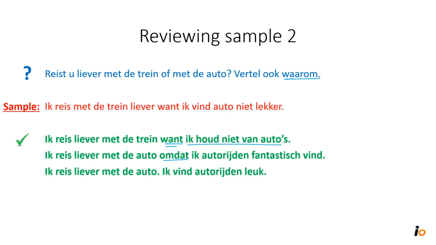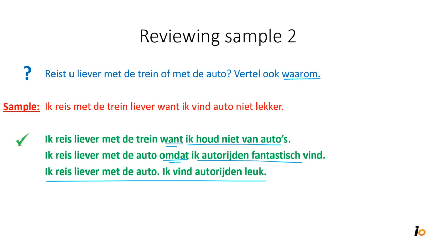And when you use omdat, then the sentence after omdat will get a different order. So want is in fact the easier choice, but you can learn about the difference between want and omdat in the grammar section and also in the lesson about waarom questions. Then there's also a third option, and that is the last one. So you could say here, "ik reis liever met de auto, ik vind autorijden leuk." Meaning, I prefer to drive a car, I like driving a car.